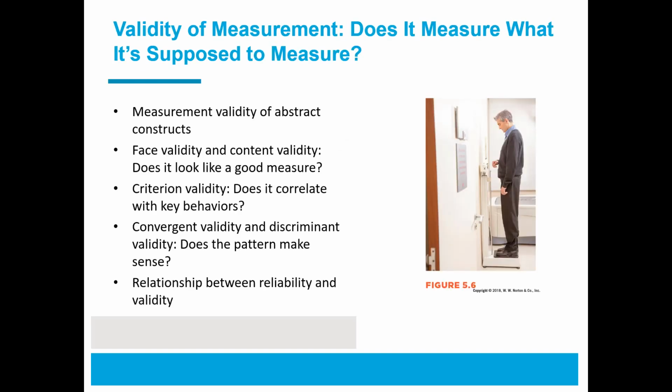Now let's talk some about validity. It's important to note that validity is not the same thing as reliability. They are two separate qualities. While reliability assesses how consistent a measure is, validity assesses whether the operationalization is measuring what it's supposed to measure. We're going to talk more in depth about each of the topics listed here: the measurement validity of abstract constructs, face validity and content validity, criterion validity, convergent validity, and discriminant validity. We'll also discuss in more detail the relationship between reliability and validity.